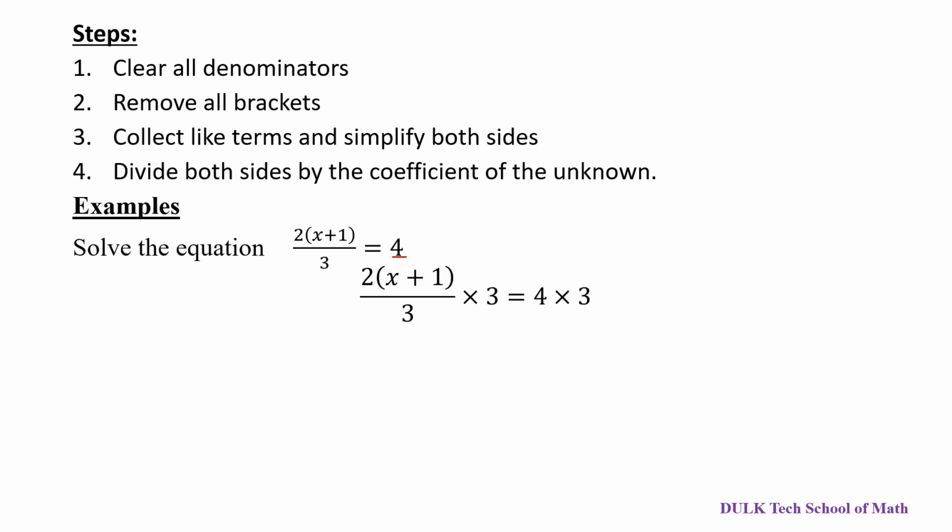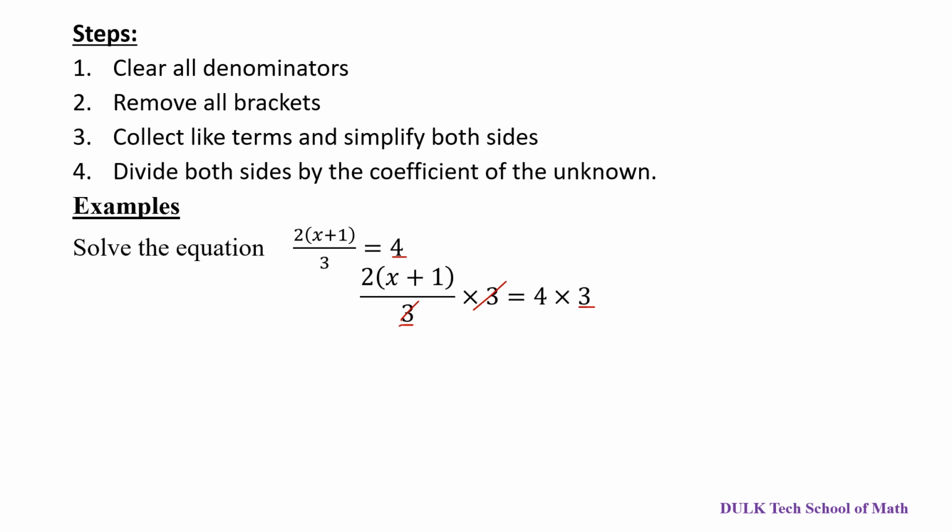Then this 3 in the denominator will cancel with this 3 here, remaining with the numerator, which is 2 factor of x plus 1. On the other side, it will be 4 by 3, right? There is this common error most people usually make. Never cancel this 3 on the left hand side and the other 3 on the other side. Just cancel this 3 on the left hand side and this 3 on the left hand side, like that, right? Let's move on to our next step.